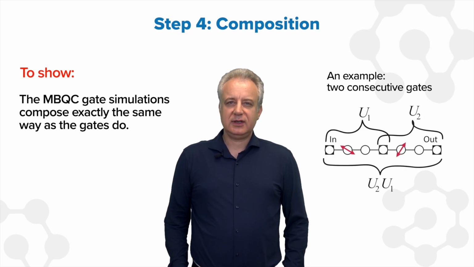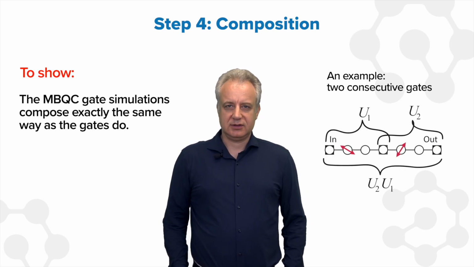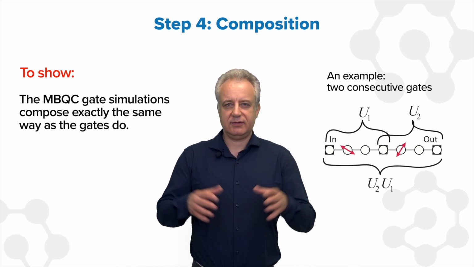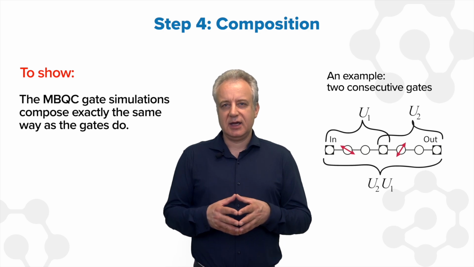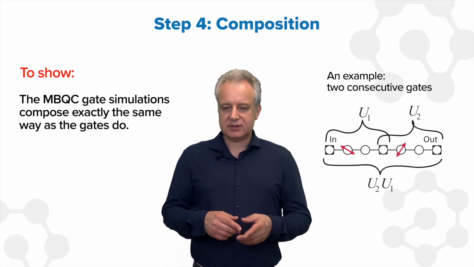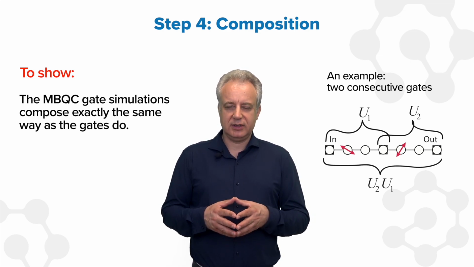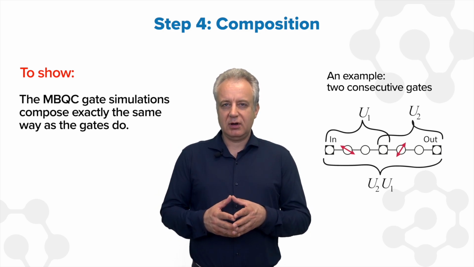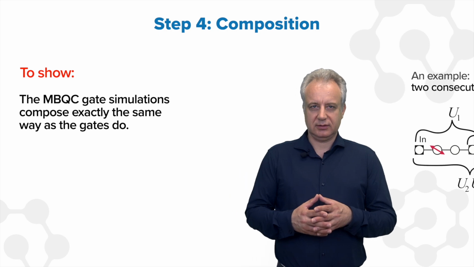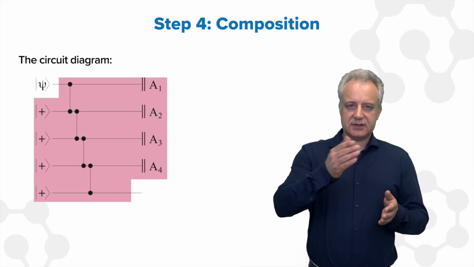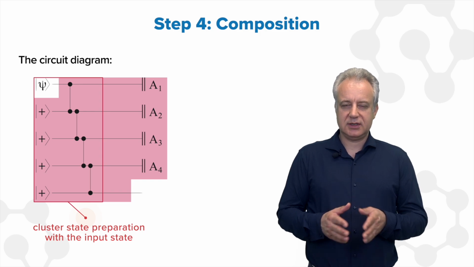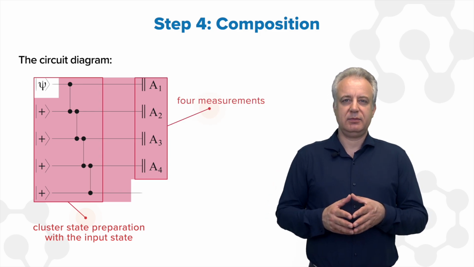Here you see 2 consecutive gates being executed. As we saw in part 2, I think this was, every elementary gate here comprises 2 measurements. One implements a Z rotation, one implements an X rotation, and now we have 2 of them, 4 logical measurements in total. And so you see on the left side of the circuit, you have the preparation of the cluster state with input, and then come the 4 measurements.